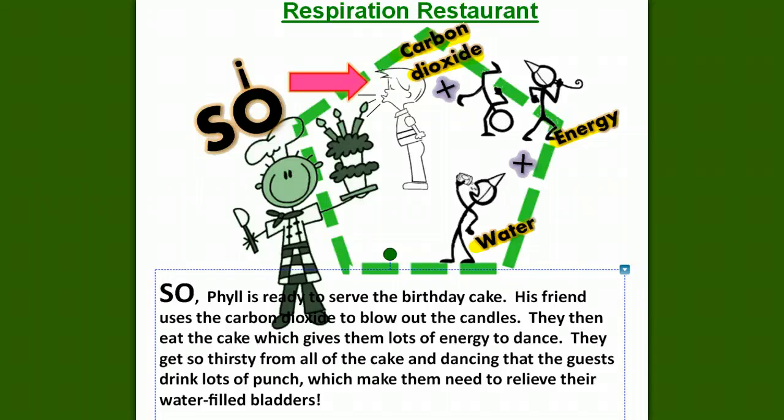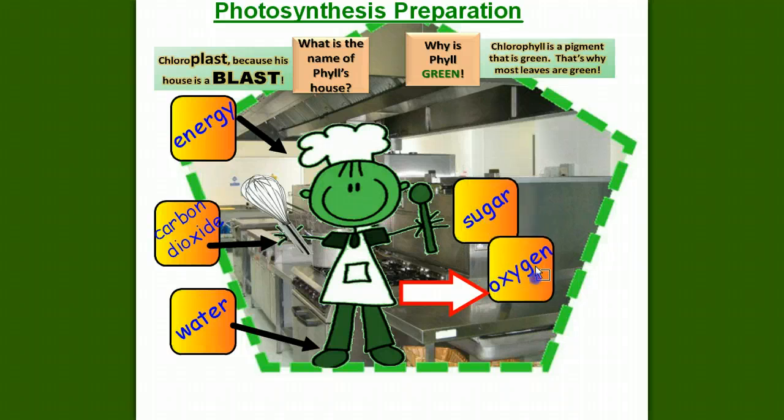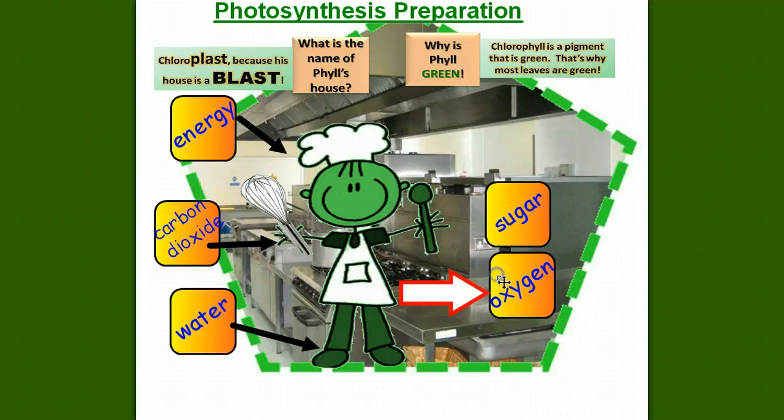This is Respiration Restaurant. So I told you plants make food and they release sugar and oxygen. S-O. So what came out? Sugar and oxygen. So, S-O. Energy, carbon dioxide, and water went in, and so what came out? Sugar and oxygen. So, S-O.